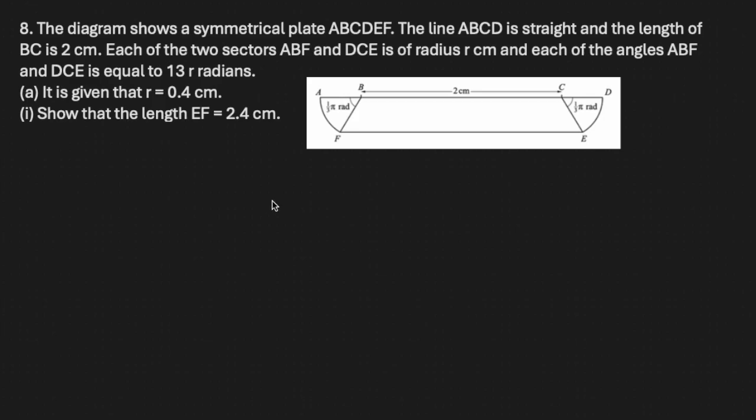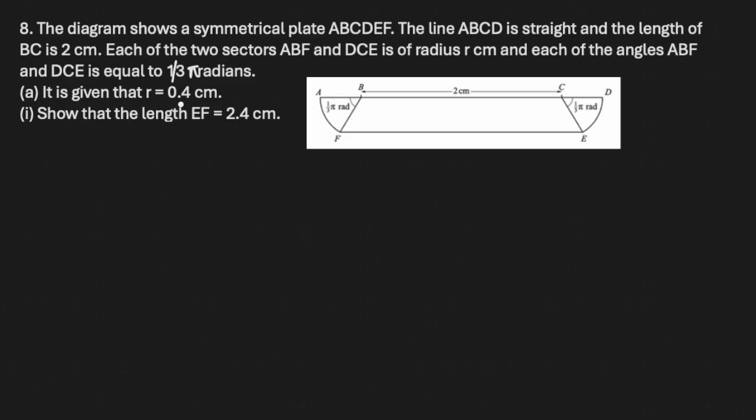Question 8. The diagram shows a symmetrical plate. The length of BC is 2 centimeters. They have given that each of the two sectors has a radius of 0.4 centimeters. Both of them are congruent, and the angle is not 13 radians, it is 1 over 3 pi radians. This is a mistake, so I'll correct it. They have given it already here.